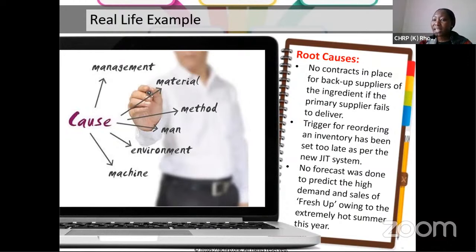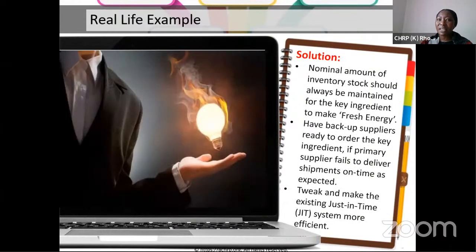The trigger for reordering inventory has been set too low as per the new just-in-time system that they're using. Then no forecast was done to predict the high demand and sales of Fresh Up owing to the extreme hot summer this year. So in terms of the men, who are the people in marketing? Who are the people in research? Who are supposed to do the projection? Who was responsible, maybe even to have a backup? That's how he's asking himself.